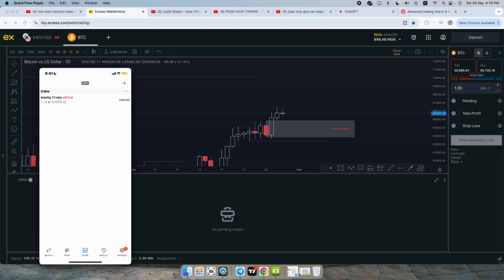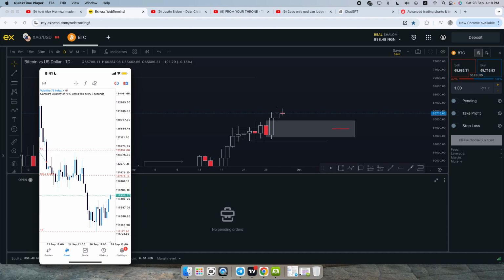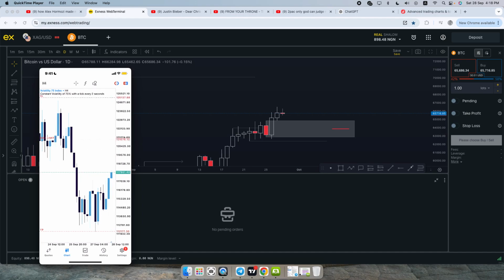So we'll go back to my account, you see. Here it will show volatility 75, sell limit order. So this is how it will be. So now you are saying that we are on a sell limit. So each time the market gets to our sell limit, it will trigger us, we'll go into the market.